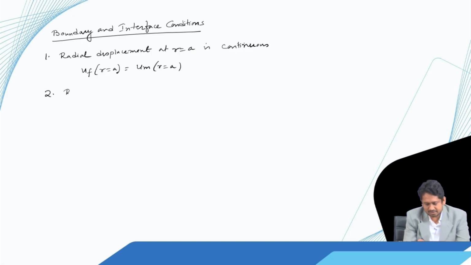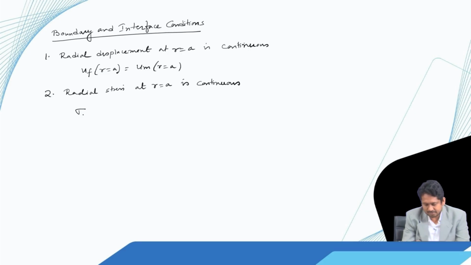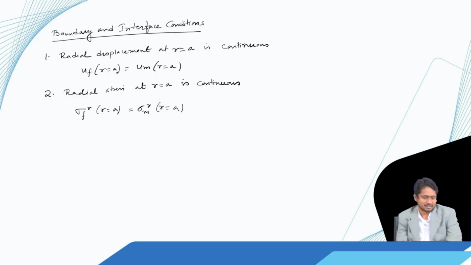Then we can say that radial strain is also continuous. Radial strain at r equal to a is continuous. This is not radial strain, this is radial stress sigma, and this says that sigma_f with superscript r is equal to sigma_m with superscript r, both at r equal to a, is continuous.